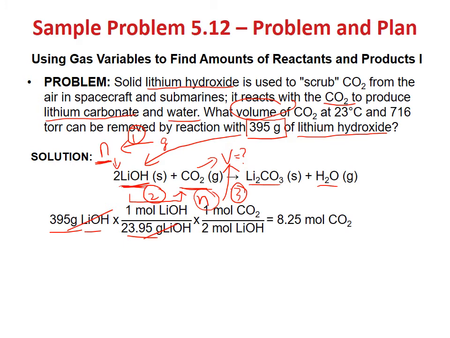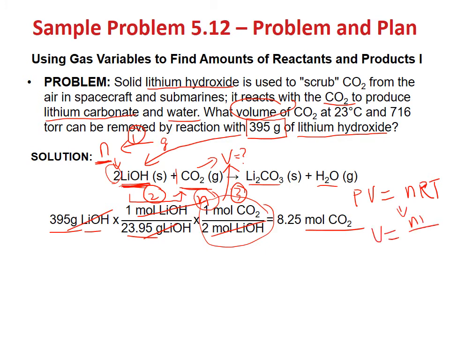And then the stoichiometry is 2 lithium hydroxide to 1 CO2. Using this as a conversion factor, moles of lithium hydroxide cancel, giving you moles of CO2. All right, so we have a number of moles. Now we calculate the volume using the ideal gas law. PV equals nRT. So this gives volume equals nRT divided by P.